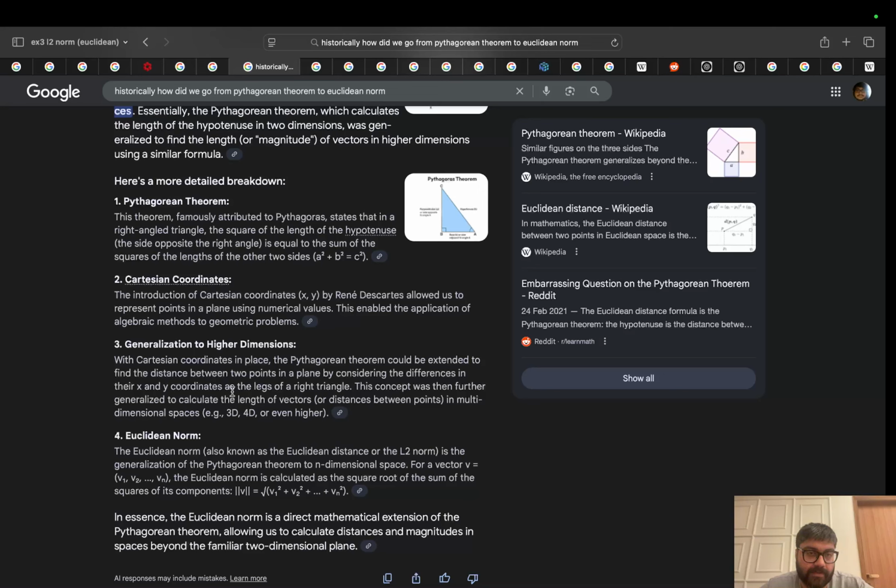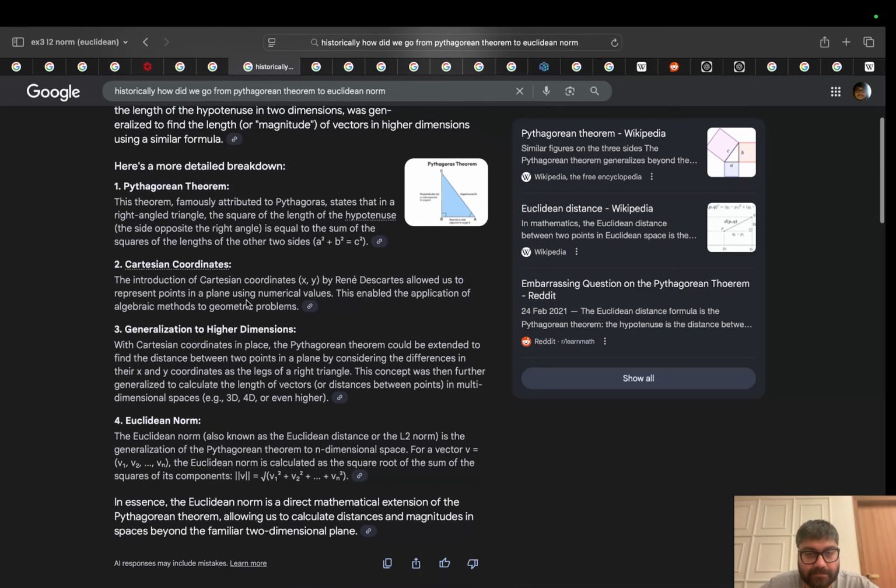And I was reading about how the generalization came to multiple dimensions, considering the differences as the legs of a left and right triangle, right? Because that's where Cartesian coordinates came in. It's like, okay, you can do that with any point on the Cartesian coordinate system if you just look at it as a triangle, right? Or as a right angle triangle.